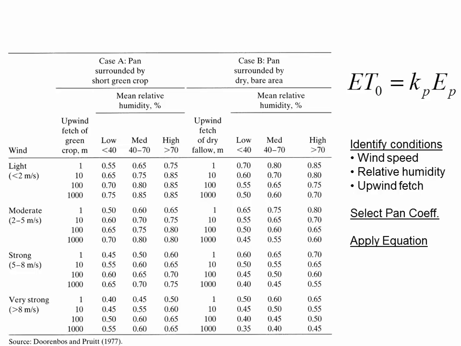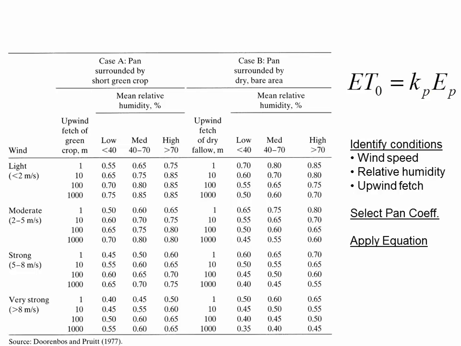So if you're trying to say, well, here's our pan and we lost 1 inch per day from the pan, and the question is, how much did you lose for the whole field? You're trying to create a relationship between the pan evaporation and the field evaporation. Well, where the pan is located in the field is going to affect which factor you use. And so this is a table of K values.